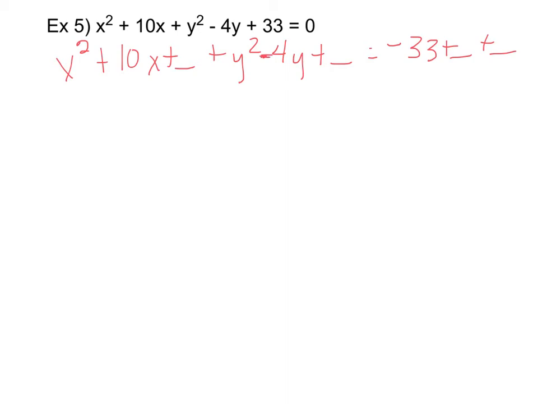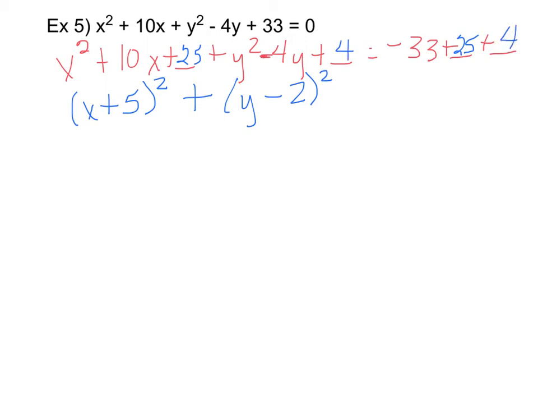Okay, so let's complete some squares. For the x's, I have an x plus 10 divided by 2 is 5. When I square that, you get 25. So 25 goes in those blanks. Plus, I have y minus 4 divided by 2 is a 2 squared, which is 4. So a 4 goes in those blanks. Then I do some addition over here. Negative 33 plus, and then 25 plus 4 is 29. So negative 33 plus 29 is a negative 4.